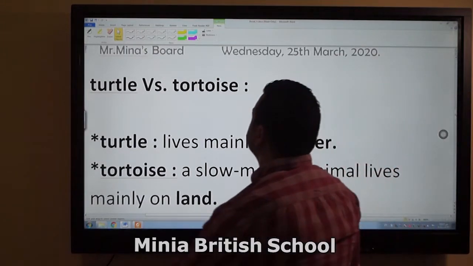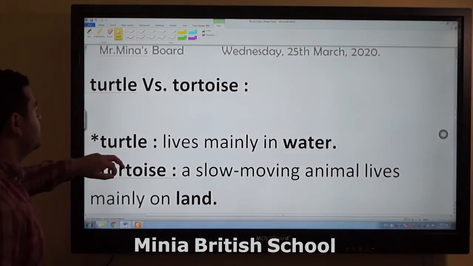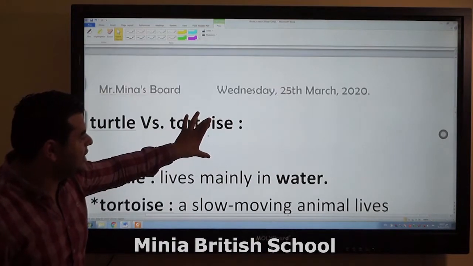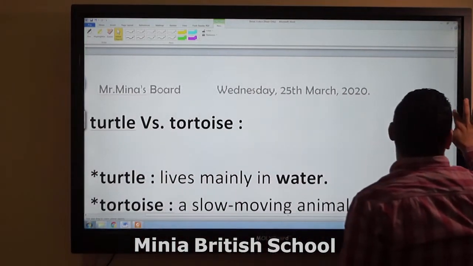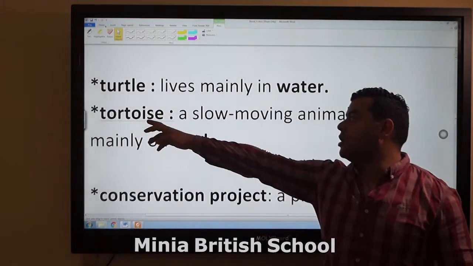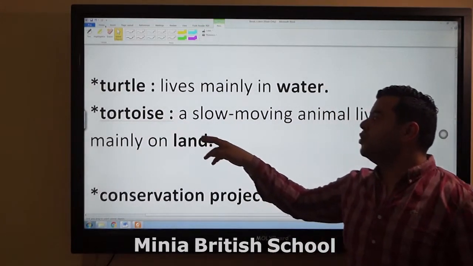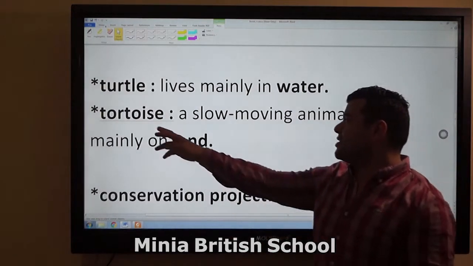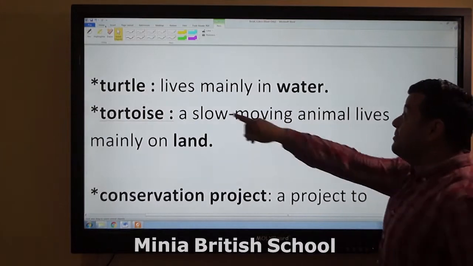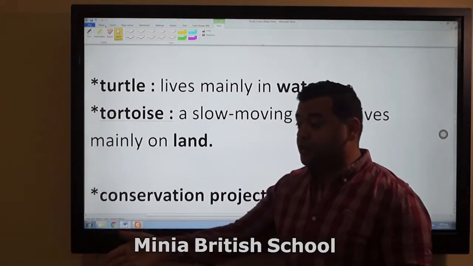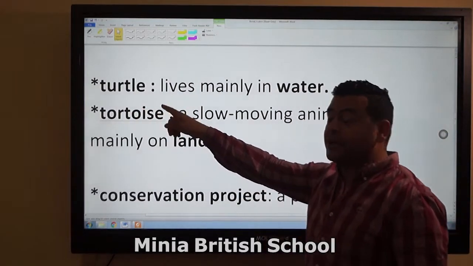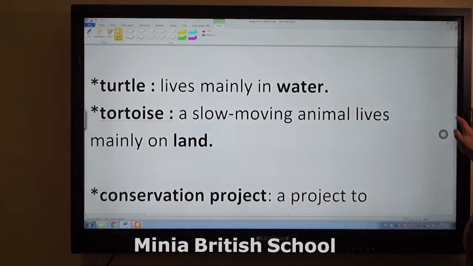Turtle and tortoise. Turtle lives mainly So repeat after me. Tortoise. A slow-moving animal lives mainly on land. So what you can see on land is a tortoise. Whereas turtle lives mainly on sea or in sea.